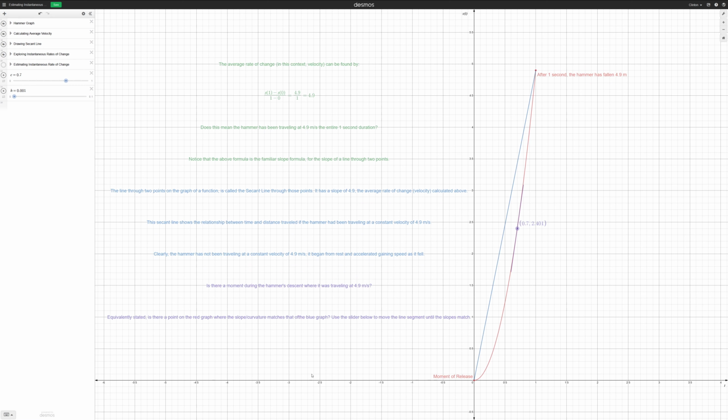Let's take a look at this instantaneous rate of change. So here's a question. Is there a moment during the hammer's descent where it was traveling at 4.9 meters per second? We know the average was 4.9 meters per second. But does that mean at any time on the hammer's descent it was actually traveling that average?